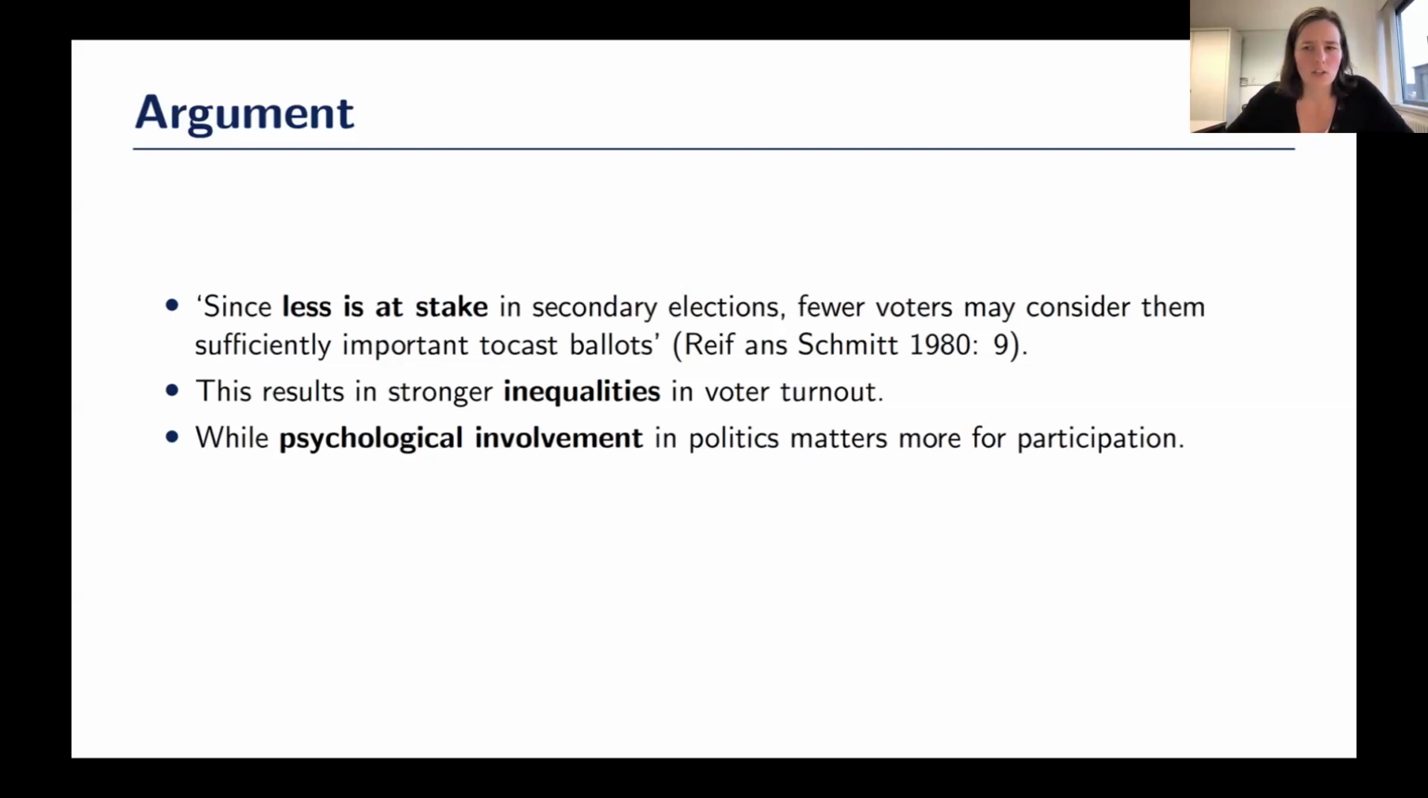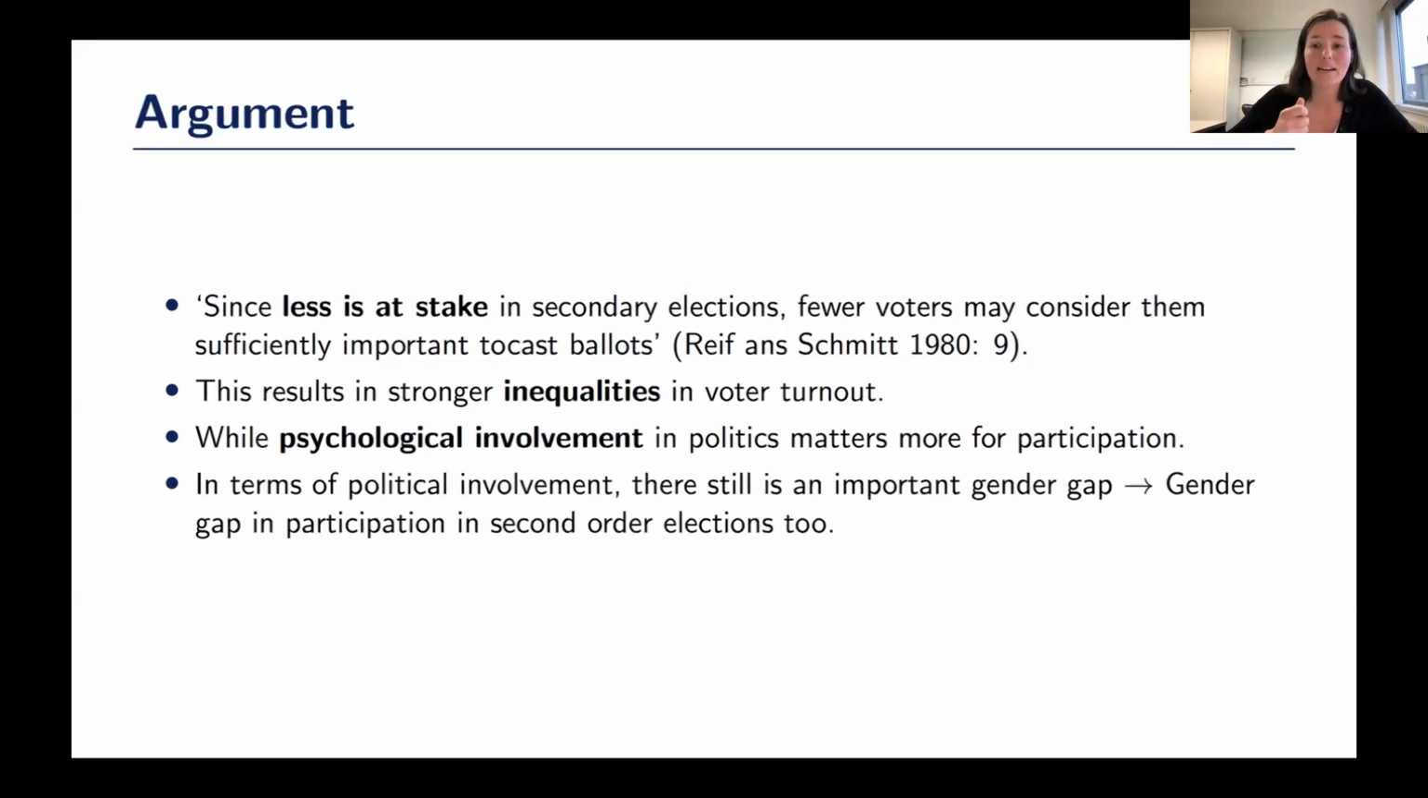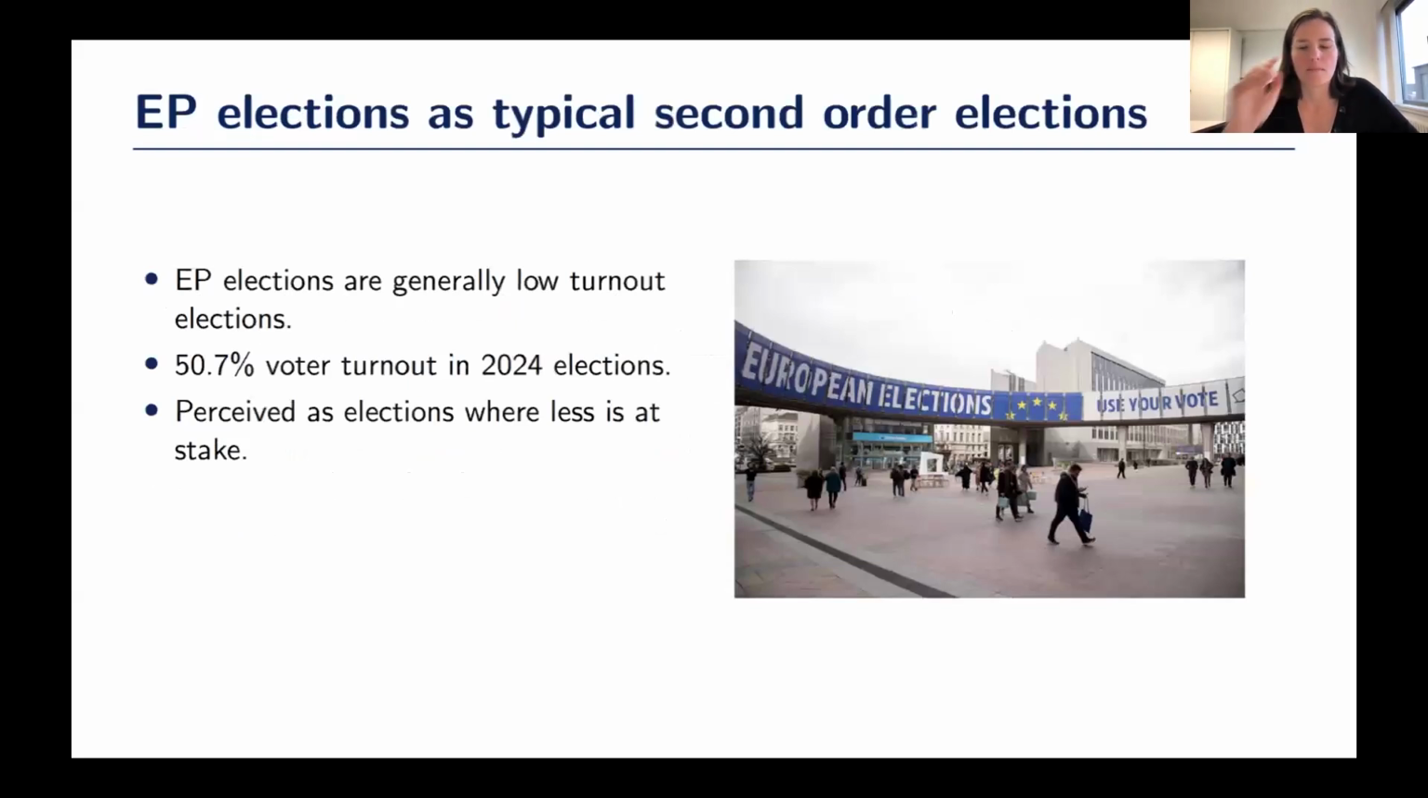Then in those second order elections, what really makes the difference between turning out to vote or not, because they're elections that seem less important, is how much you care about politics and how psychologically involved you are in politics, how much political engagement you have, and hence how politically interested you are. Again, talking about political interest, that is one of the main attitudes where we find persistent gender gaps. All of this informs our expectations about the gender gap still being present in second order elections, and more specifically, our focus in the paper is on European Parliament elections.